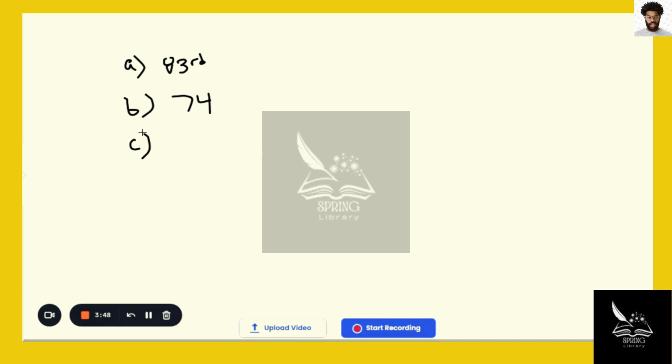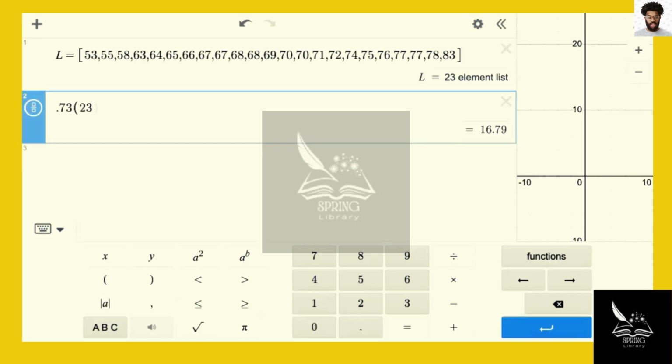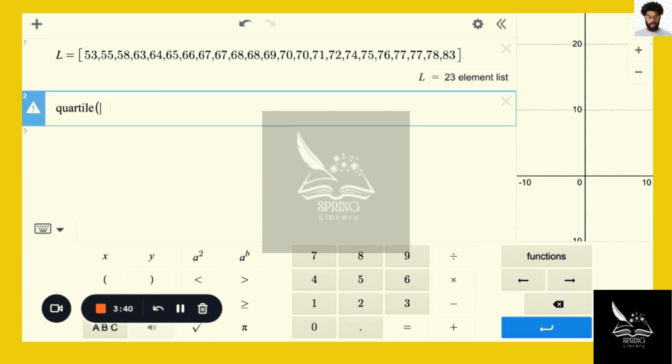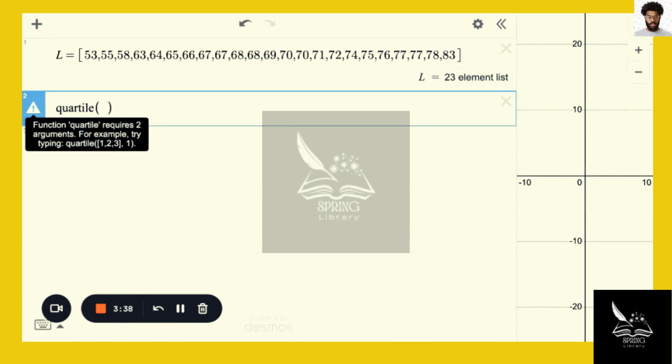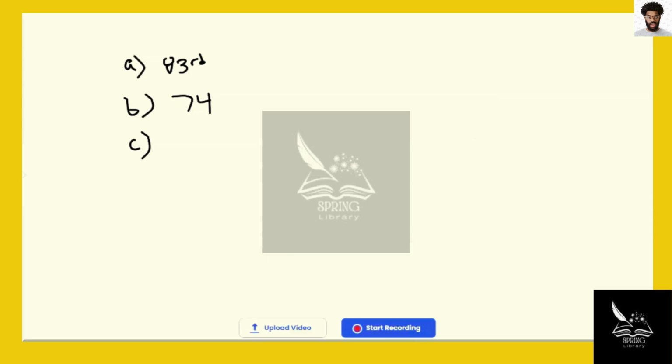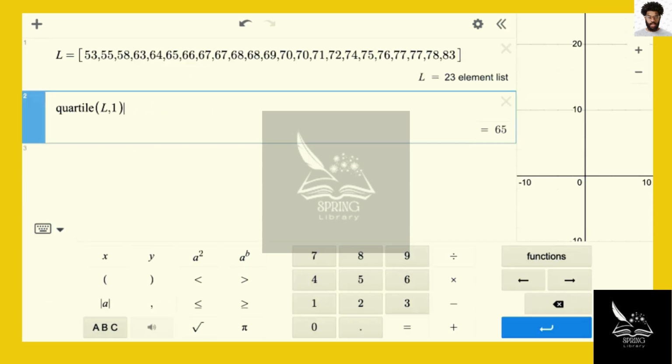For part C, we want to find Q1. In Desmos, I have the quartile function, which you can state like we have from the list, and we want the first quartile. That is 65, which is the median of the lower half of the data. So again, that is 65.